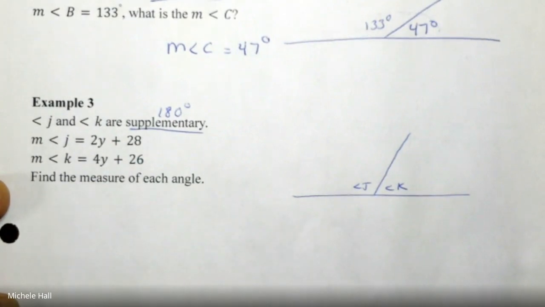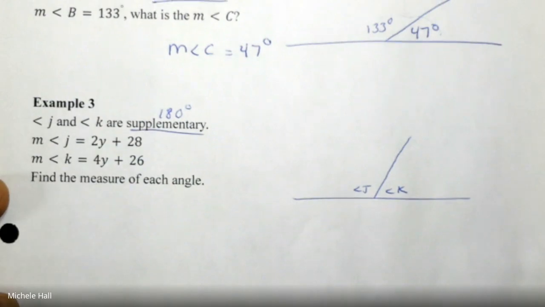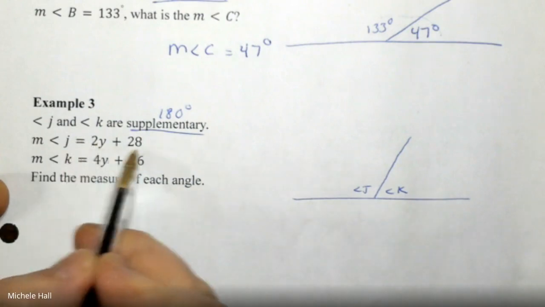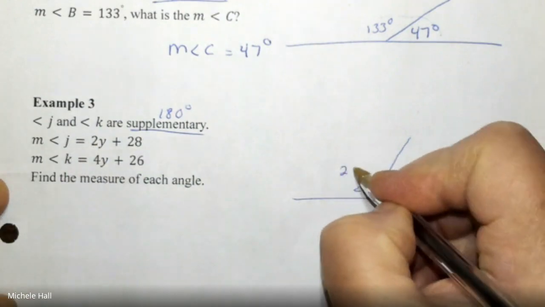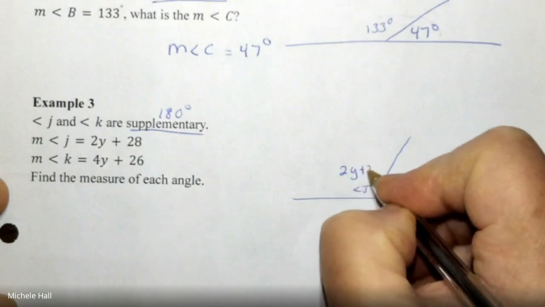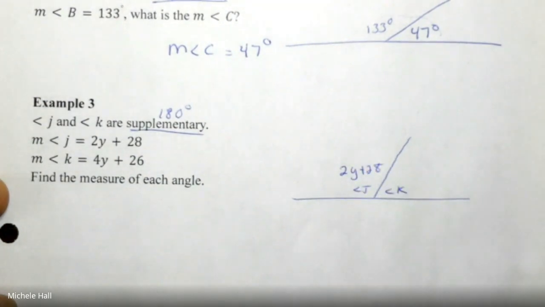I don't know how much they are, but I know I have 180 degrees and one angle is called J and one angle is called K. Do I know any other information I can put on my picture? Exactly. How much is angle J? So I'm going to put 2y plus 28 here. And how much is angle K?